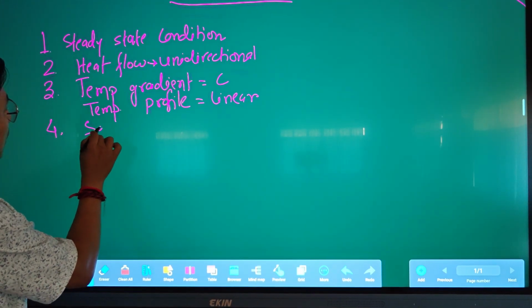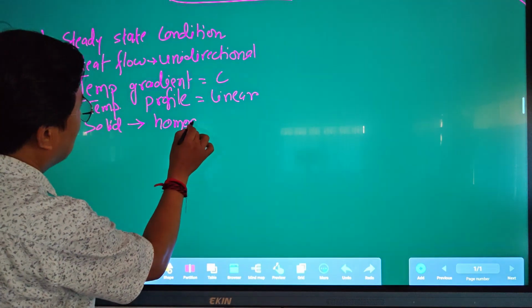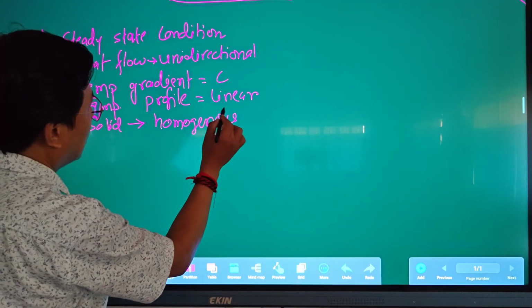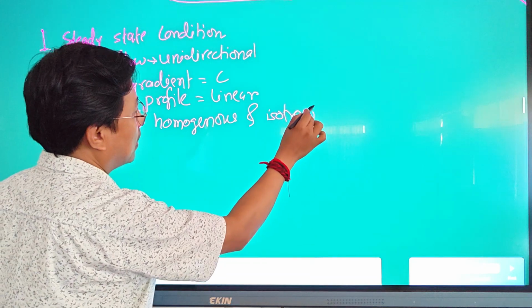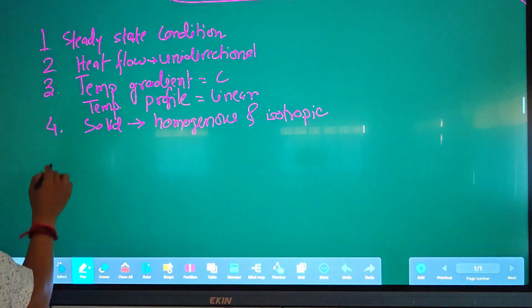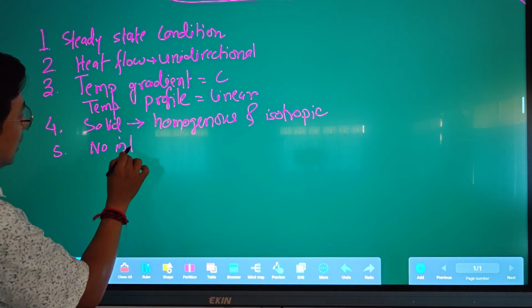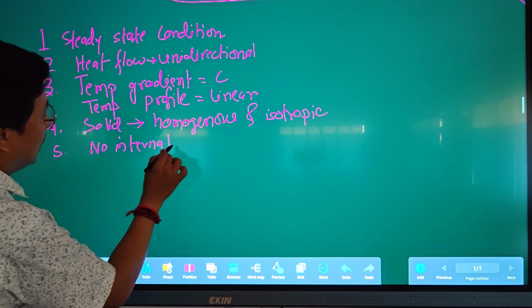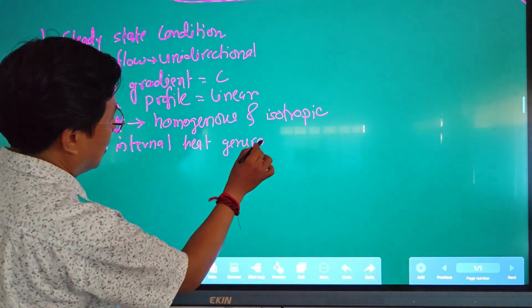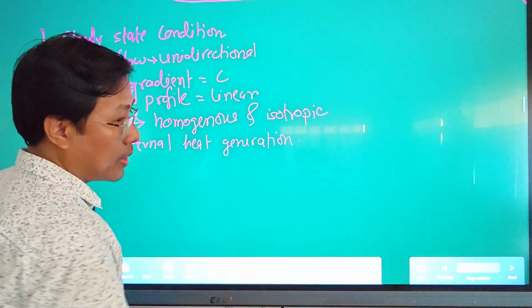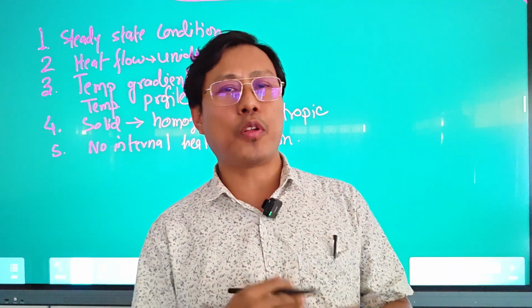the solid will be homogeneous and isotropic. Number 5 will be no internal heat generation. Okay, so these are some assumptions which are made in case of Fourier's law.